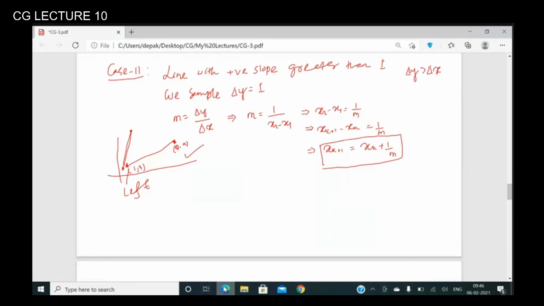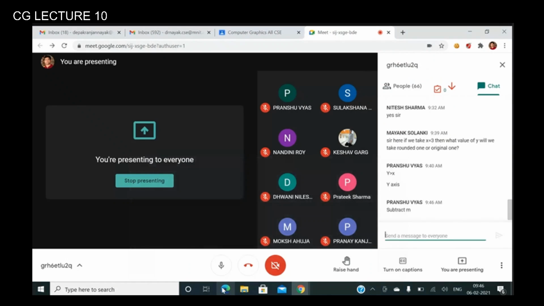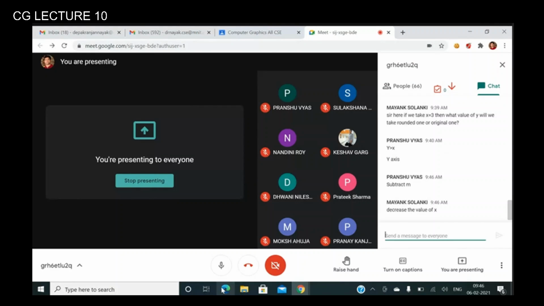So you will start with a value 8 because you are processing from the right hand side, and then you have to reach 1. So here also, because the difference of x is again higher than the difference of y, you have to sample in the x axis only. But what will you do? Will you increase the value or decrease the value of x? Yes, decrease the value of x.